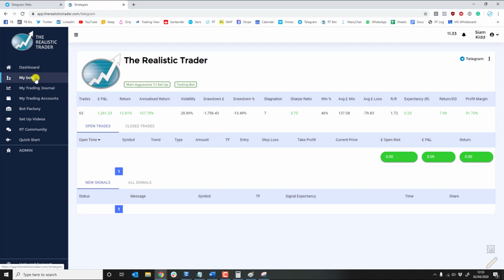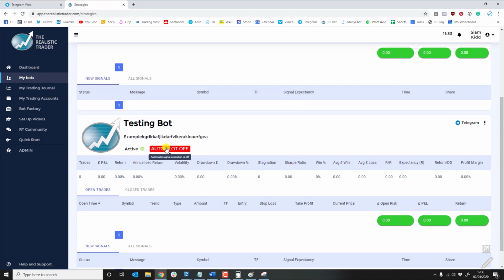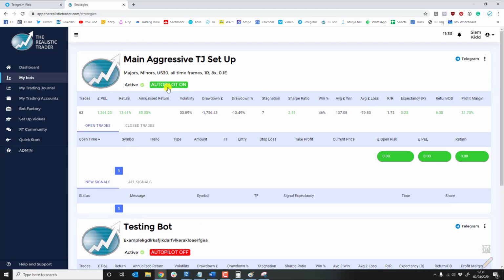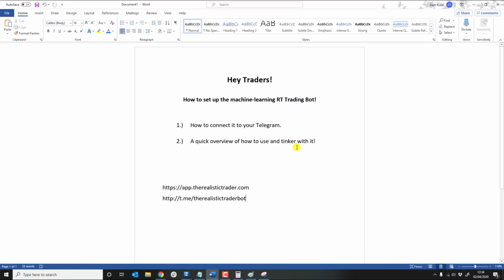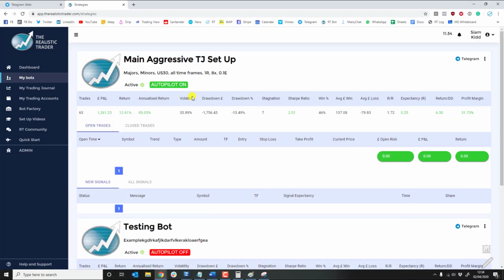Going back to the bots, that's what autopilot off means. It's basically semi-autonomous. You're still having to press yes or no. Fully autonomous, so autopilot on, it just places the trades for you. At the moment, I'm the only one with that on. I just want a few more safety precautions in future updates. But eventually you will have access to that as well. And just to round it all off, that's pretty much how you do it.